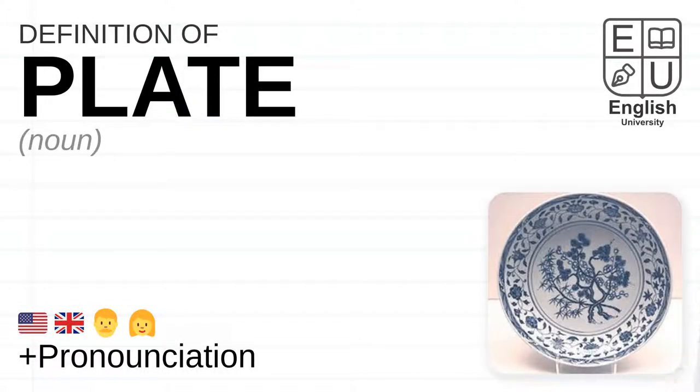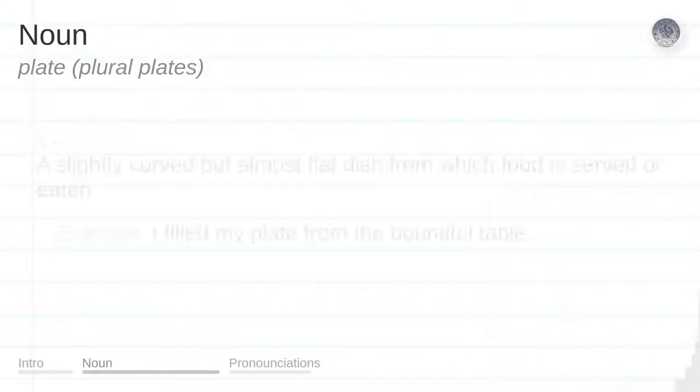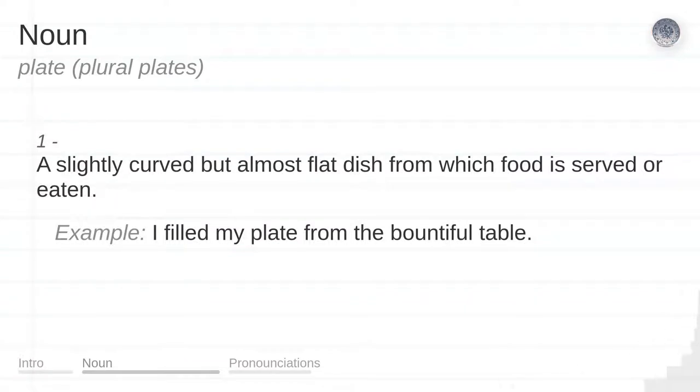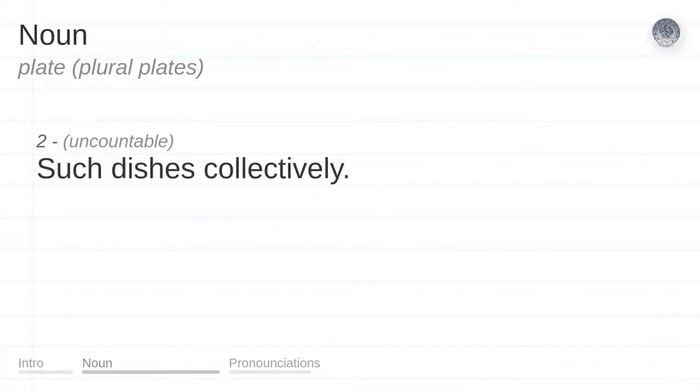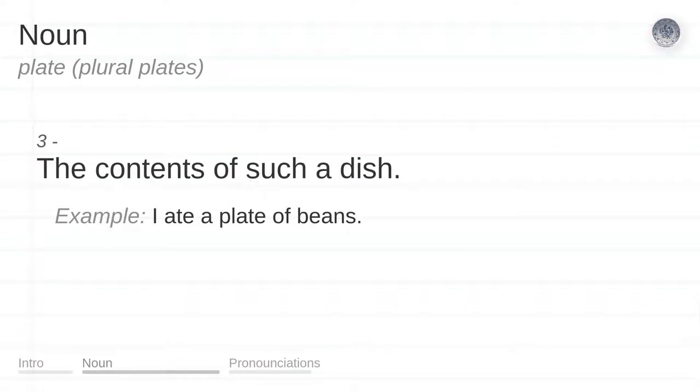Definition of the word plate. Noun. A slightly curved but almost flat dish from which food is served or eaten. Example: I filled my plate from the bountiful table. Such dishes collectively. The contents of such a dish. Example: I ate a plate of beans.